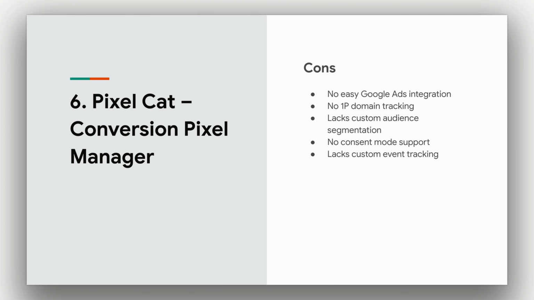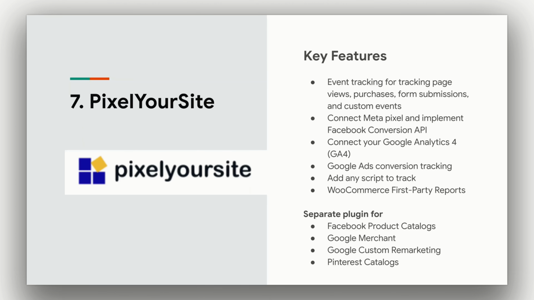Cons: no easy Google Ads integration. There's no 1P domain tracking. Again, 1P domain tracking is very much essential, guys. Go for 1P domain tracking to see the spike in your ad campaign performance. That's a very big process, but yeah, in short, that's what it is. It lacks custom audience segmentation, and it lacks consent mode support, and it lacks custom event tracking.